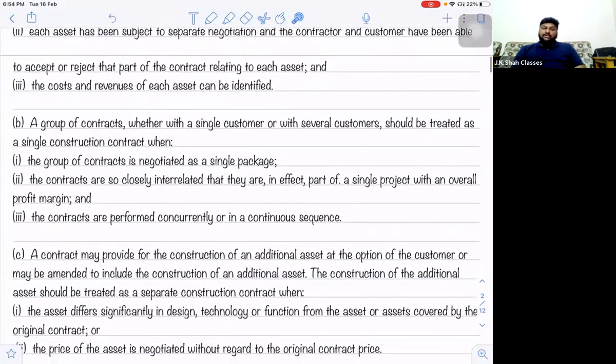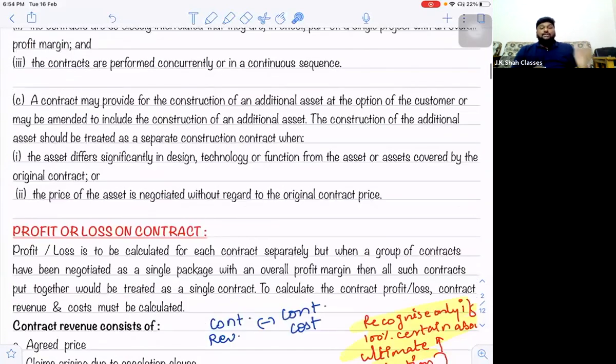Now, the next important point that we need to discuss is with respect to additional asset. Please elaborate. Sharmila, please raise your hand and ask very clearly. Directly raise your hand and ask. I'm not able to understand what you've written in chat. Please raise your hand and ask it.